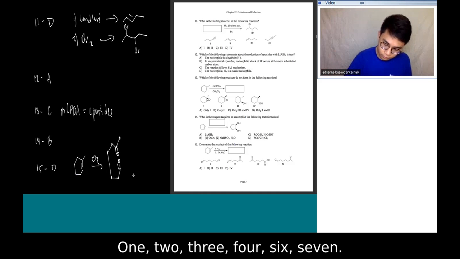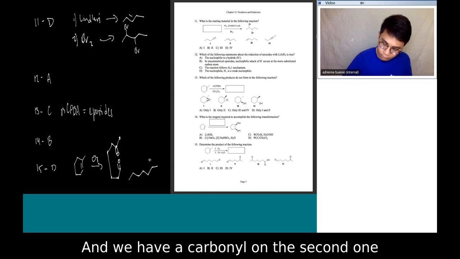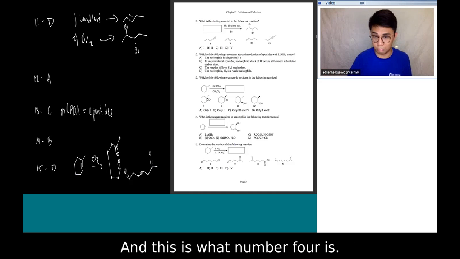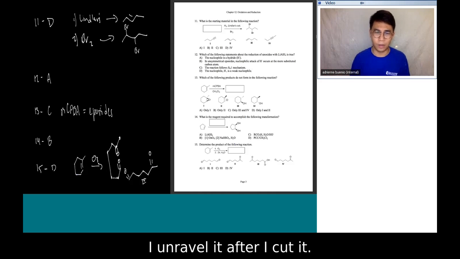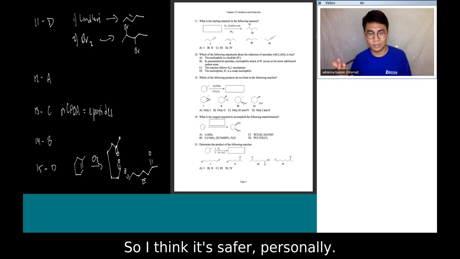So 1, 2, 3, 4, 5, 6, 7. And we have a carbonyl on the second one, right? And then a carbonyl on the end. And this is what number 4 is, right? So yeah, that's kind of what I do. I unravel it after I cut it, right? So you don't miss a carbon, you don't miscount, things like that. So I think it's safer, personally.